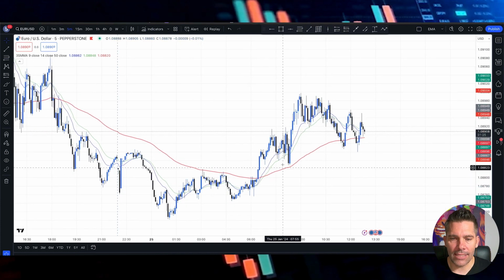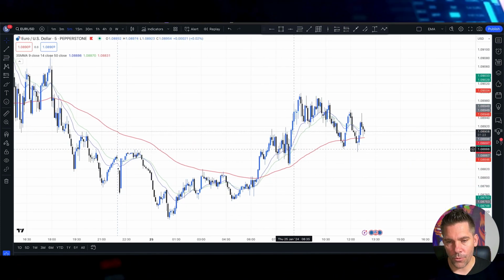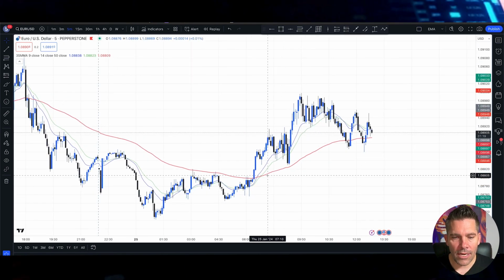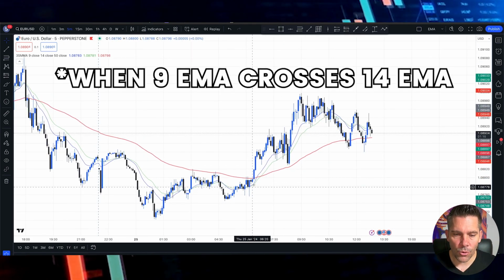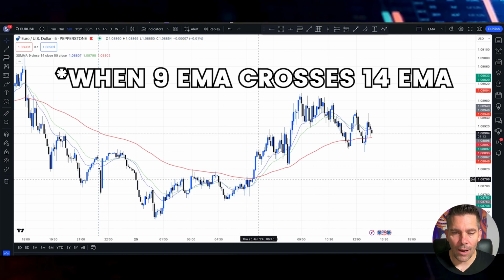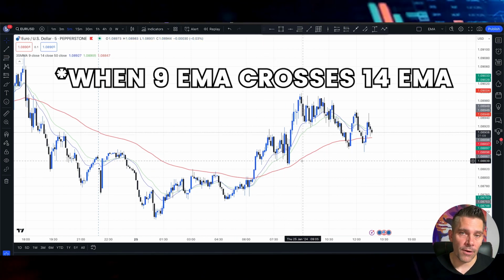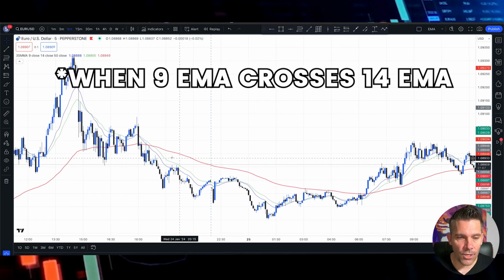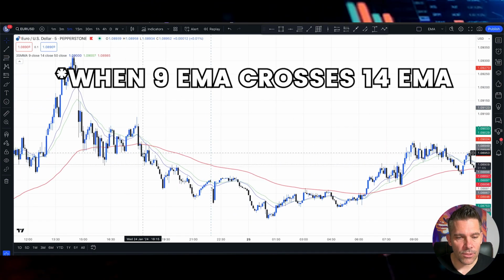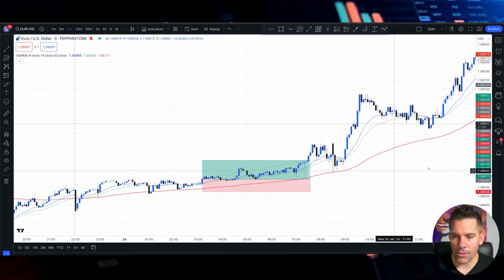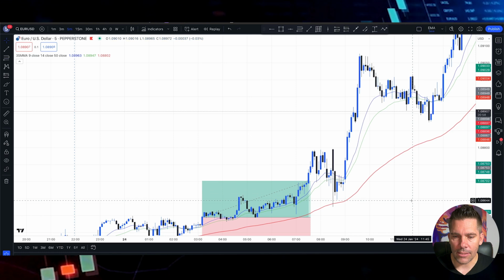So what did I say? I said the green is your 14 and your blue is the 9. So when your 9 crosses the 14 upwards, you're taking a buy as long as you are above the red. Then vice versa for sells. Okay, here's an example. I've already done this earlier, so let's just make this nice and clear.